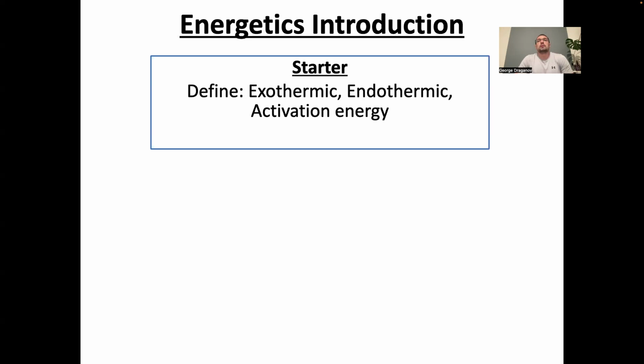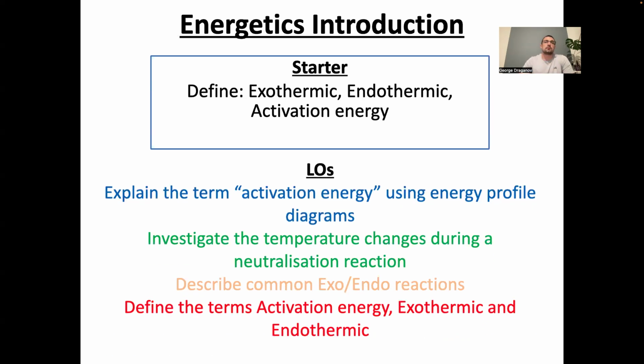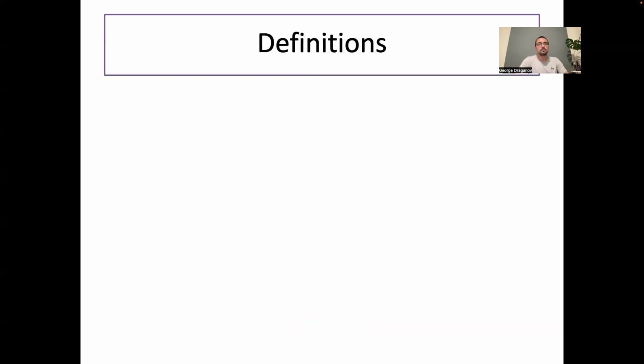Firstly, we need to think about these three terms, which are very important. As I said, the objectives today eventually will be to draw energy level diagrams for now. Later on, we'll be doing energy profile diagrams when we do rates. But for today, these are the objectives. So, know examples of endo and exothermic reactions and the definitions.